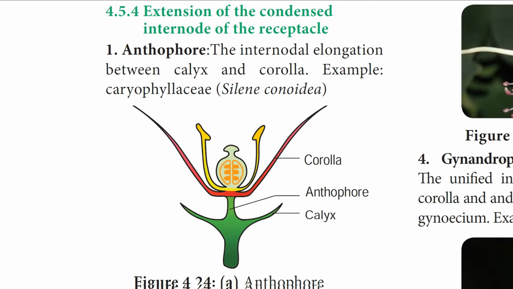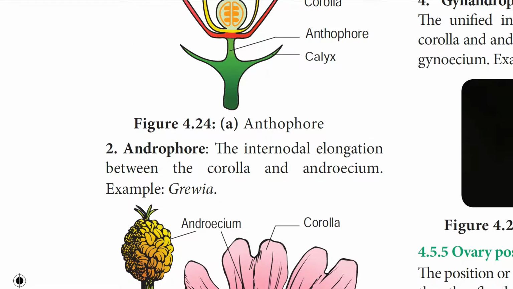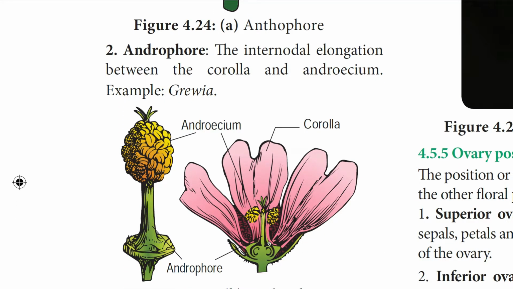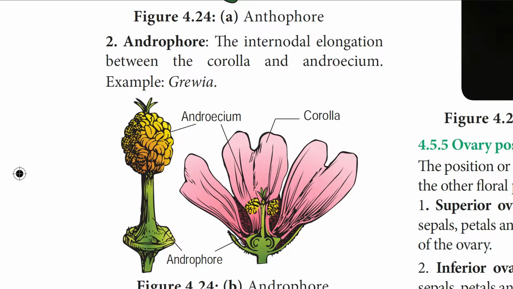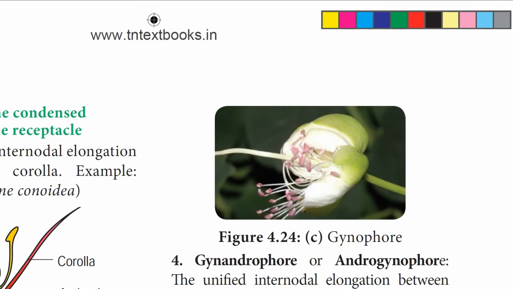Example, Caryophyllaceae. The second one is called Androphore, when the internodal elongation lies between the corolla and the androecium. So here we can see this is the point where the corolla rises, and this is the androecium. And when the internodal region is elongated between the corolla and the androecium, we call it as Androphore. Example, Grewia. The next one is called Gynophore. The internodal elongation lies between the androecium and gynecium. Then we call it as Gynophore. Example, Capparis. So here we can see the Gynophore.